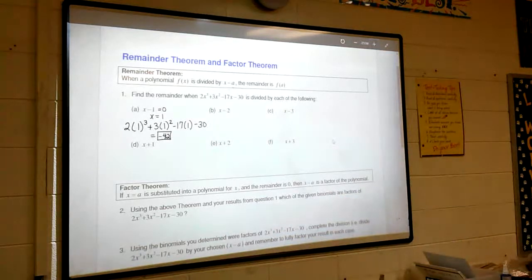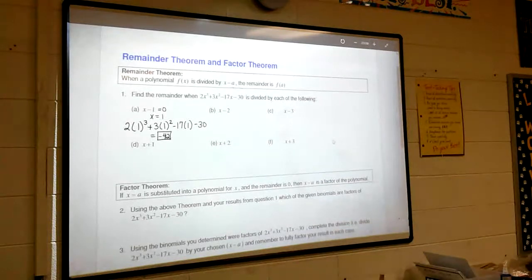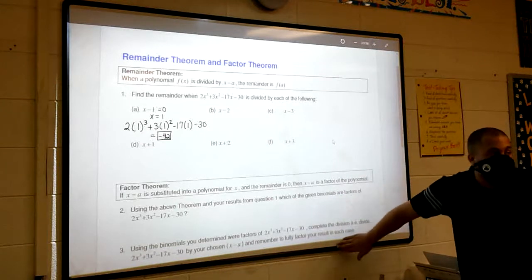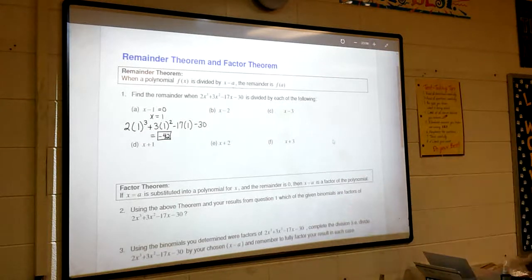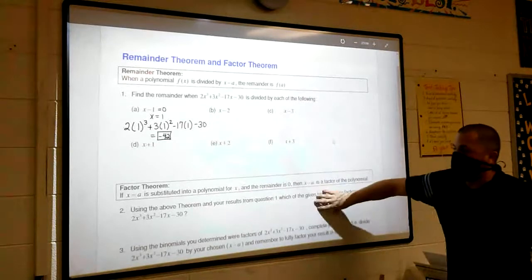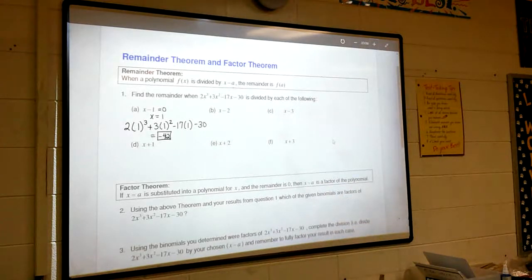Those are your factors. And then in part 3, it says to pick one of those answers that are your factors and do synthetic division. So synthetic division means put the number in the box, put those numbers up, and do the division that way. Use synthetic division to show it. So you just pick one of your answers in number 2, one that made your remainder 0, and then in number 3, do synthetic division using that one problem. Okay, and that's the whole worksheet.